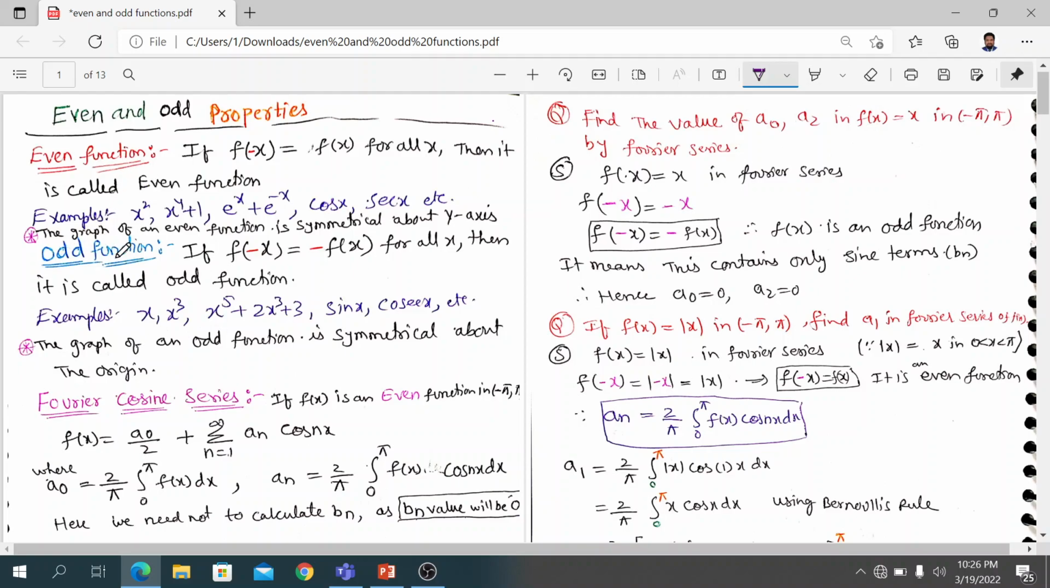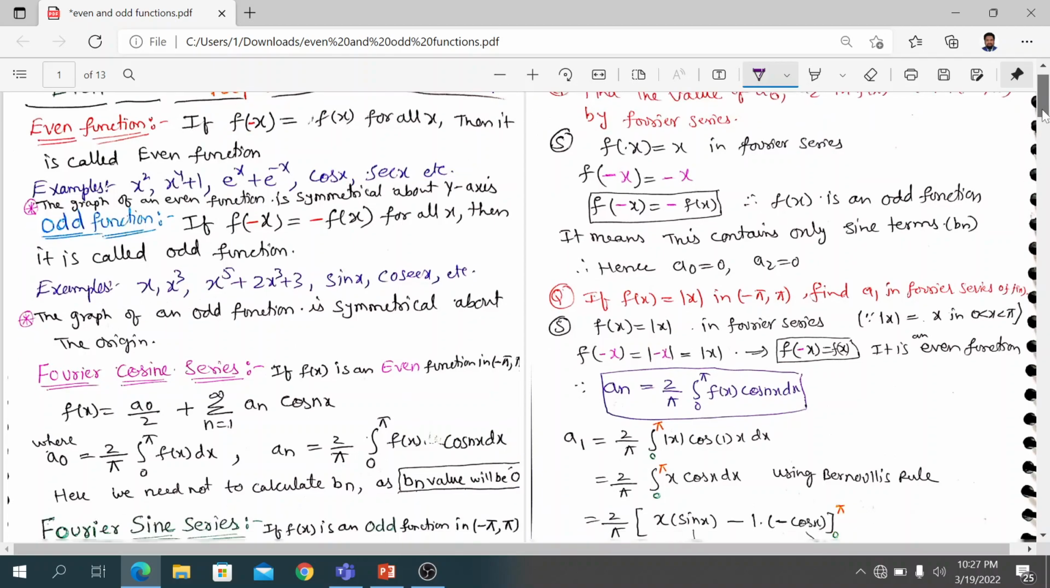Now, odd function. If f of minus x is equal to minus of f of x for all x, then it is called an odd function. Examples: x, x cube, x power of 5 plus 2x cube plus 3, sin x, cosec x, etc. Note here, the graph of an odd function is symmetrical about the origin.